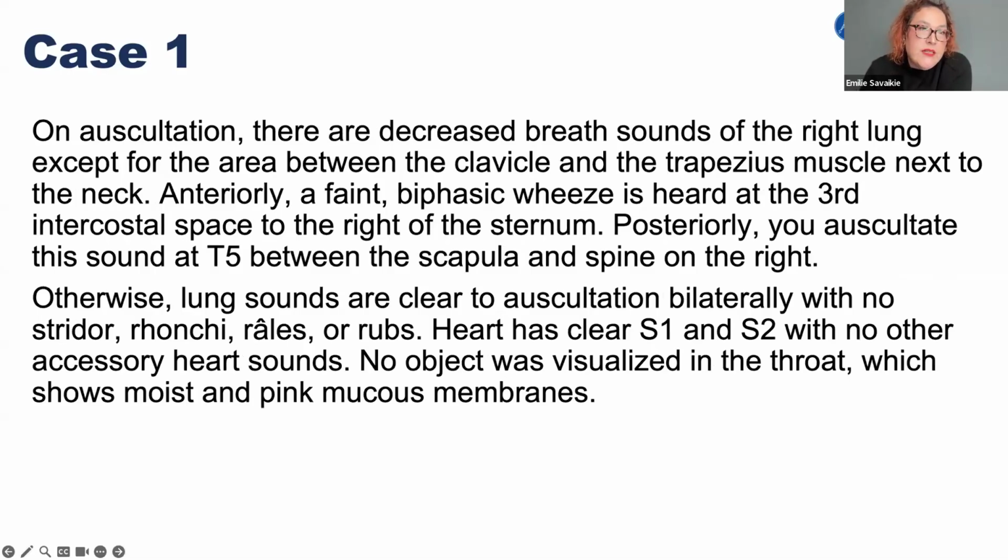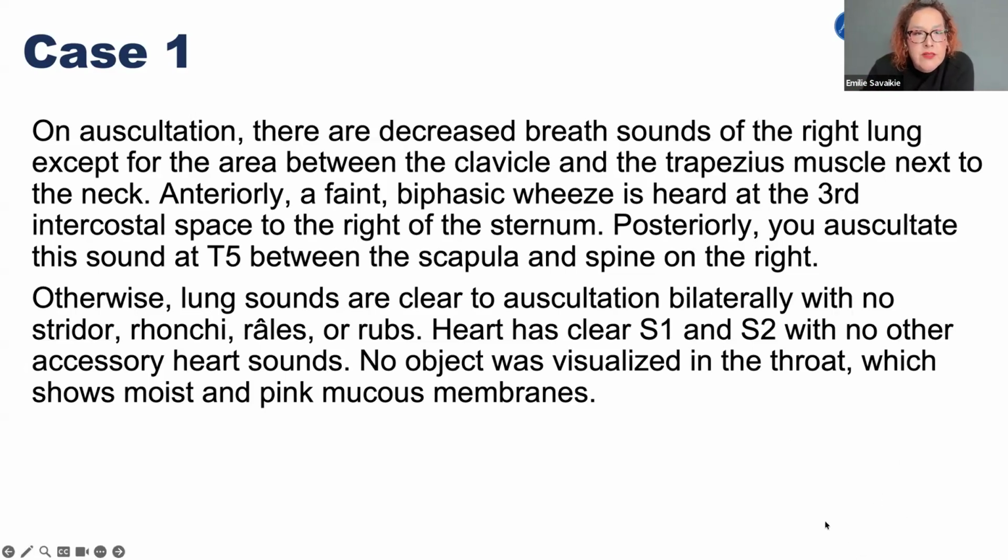On auscultation, so listening to the lungs, you hear less breath sounds on the right lung, except for an area between the clavicle and the trapezius on the right side here. But you hear a faint biphasic wheeze, which means you hear it when you're breathing in and out, so a little bit of a high frequency musical pitch that goes by. Posteriorly, you auscultate the same sound at the level of T5 between the scapula and the spine on the right. Otherwise, lung sounds are clear to auscultation bilaterally.